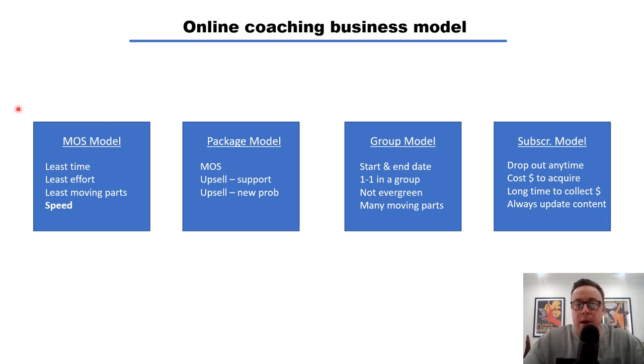So let's start over to the left here. The first model is the model that we coined. It really describes what I think is the best model, whether you're starting out, you're intermediate, you're advanced as a coach or a therapist, and it should be a model that you really want to wrap your mind around. I call this the MOS model. MOS stands for minimum optimum service. So what this really means and what it encapsulates is you want to be doing the least amount of work, have your clients doing the least amount of work, the least amount of moving parts, the least amount of effort for your client to get their breakthrough, and with the quickest speed.